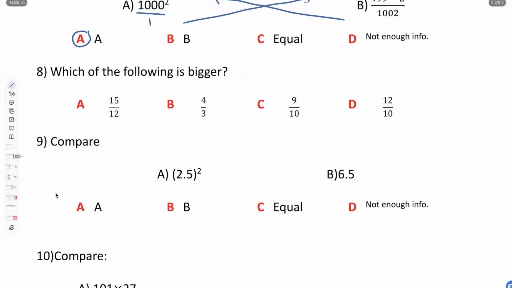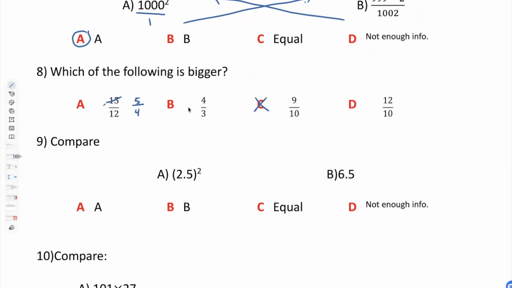Let's move to question 8. Which of the following is the biggest? 15 over 12, 4 over 3, 9 over 10, 12 over 10. In this question, you will eliminate C because its numerator is smaller than the denominator, so it's a fraction less than 1. Also, you can simplify 15 over 12: divided by 3, it will be 5, and 12 divided by 3 will be 4.